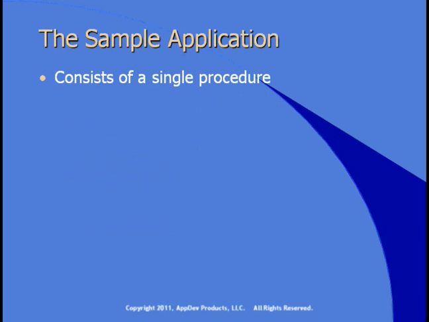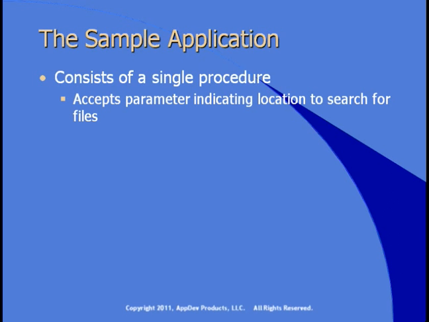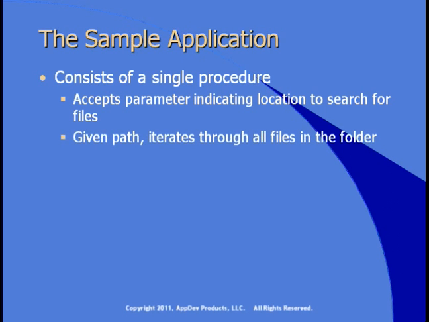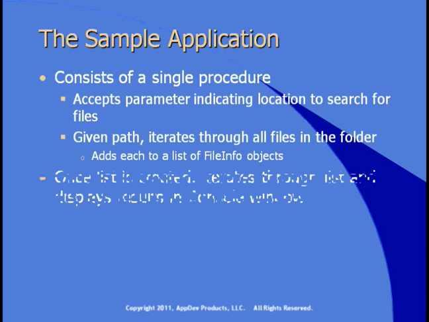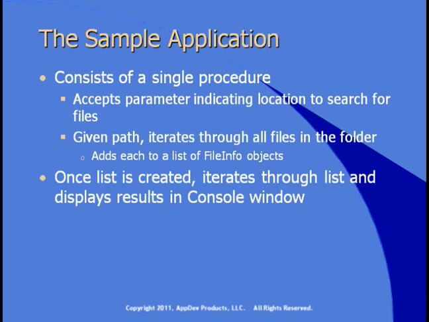Now, the sample application really consists of just a single procedure. It accepts a parameter indicating the location to search for files, and given that path, it iterates through all the files in the specified folder. It adds each file that's found to a list of file info objects. Once that list is created, the code iterates through the list and displays the results in the console window.